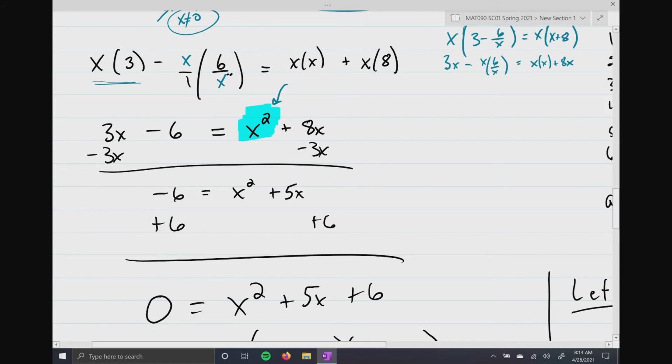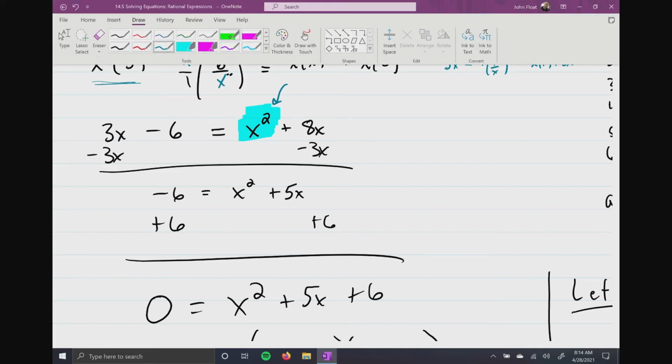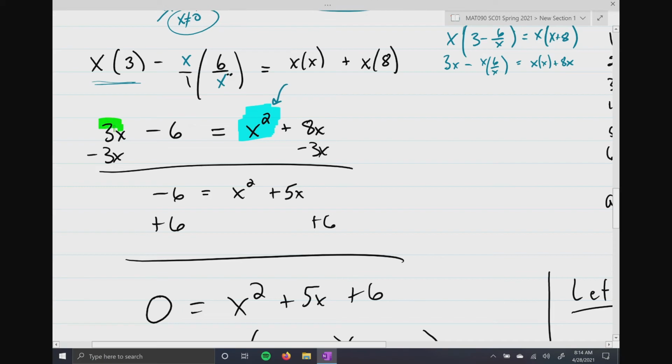So the first thing I did is, after I simplified everything, we're left over with 3x minus 6 equals x squared plus 8x. I take a step back and I look and I go, whoa, the 3x is linear. Let me show you. Hopefully everybody is looking at the screen. The 3x is linear. The 8x is linear. But the x to the second power is quadratic.